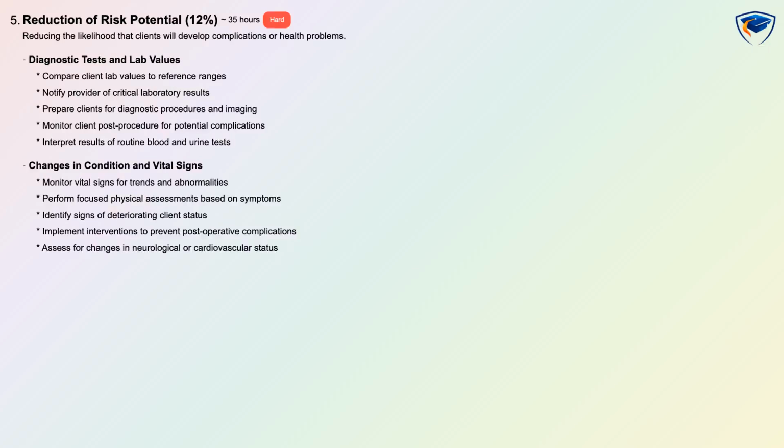Reduction of risk potential is 12%, hard, with about 35 hours of study and scenario-based items. You will learn diagnostic tests and lab value interpretation by comparing labs to reference ranges, notifying providers of critical results, preparing clients for procedures, monitoring post-procedure complications, and interpreting routine blood and urine tests.